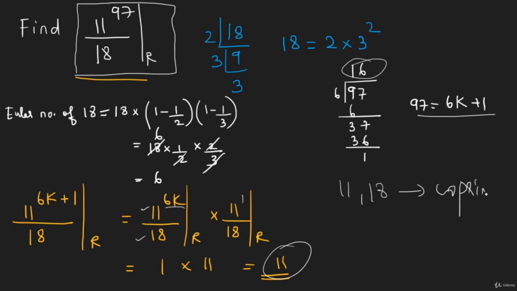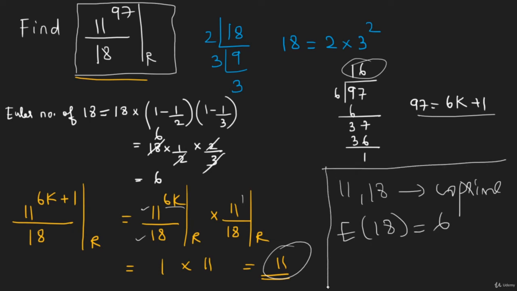And you have found that the Euler number of 18 is equal to 6. These two things are what you need to check. That's why this expression over here gets simplified to 1, and you have 1 into 11, and your answer is 11. Therefore, 11 to the power 97 divided by 18, remainder, is equal to 11.